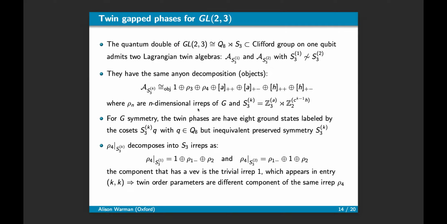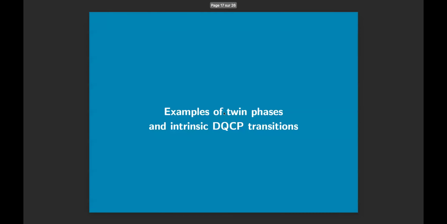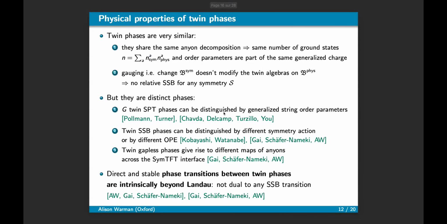Yeah, so there are actually twin SPT phases, which, as you know very well, can be distinguished by generalized string order parameters. So here I'm talking about SSB phases, okay? So for the twin SPT phases, one can distinguish them by using these generalized string order parameters instead of by looking at local order parameters.